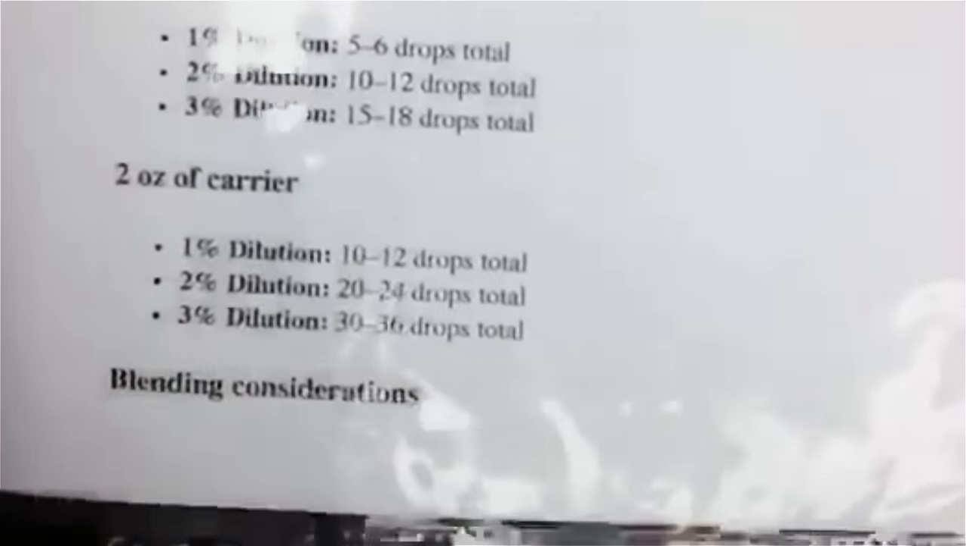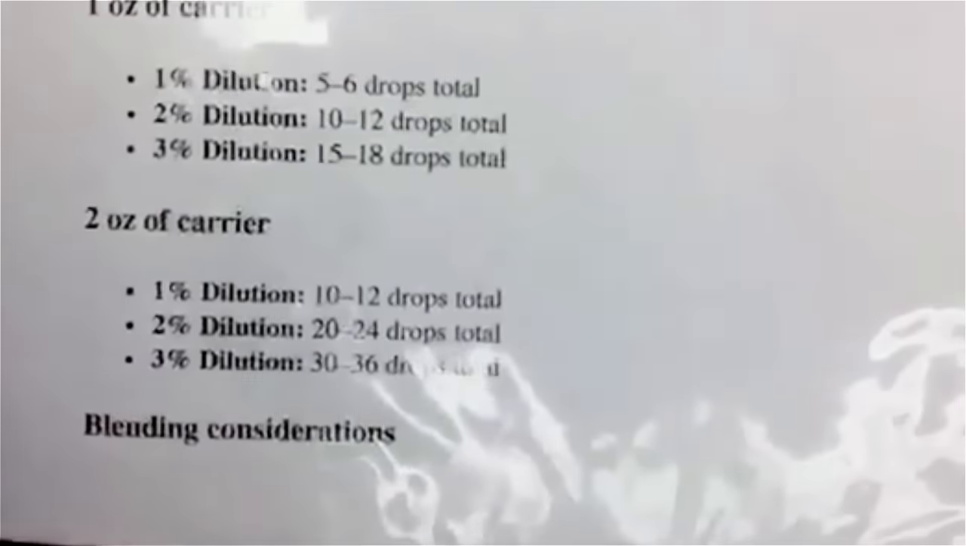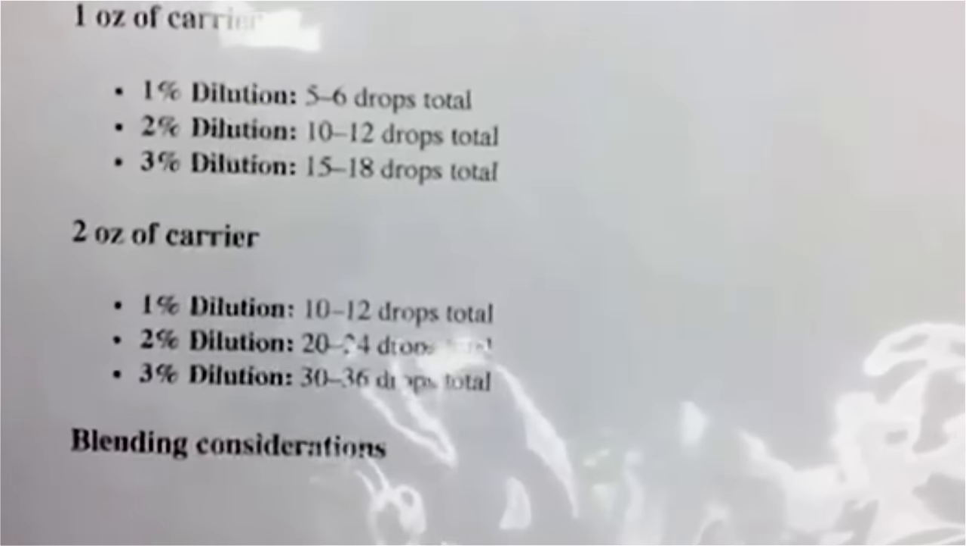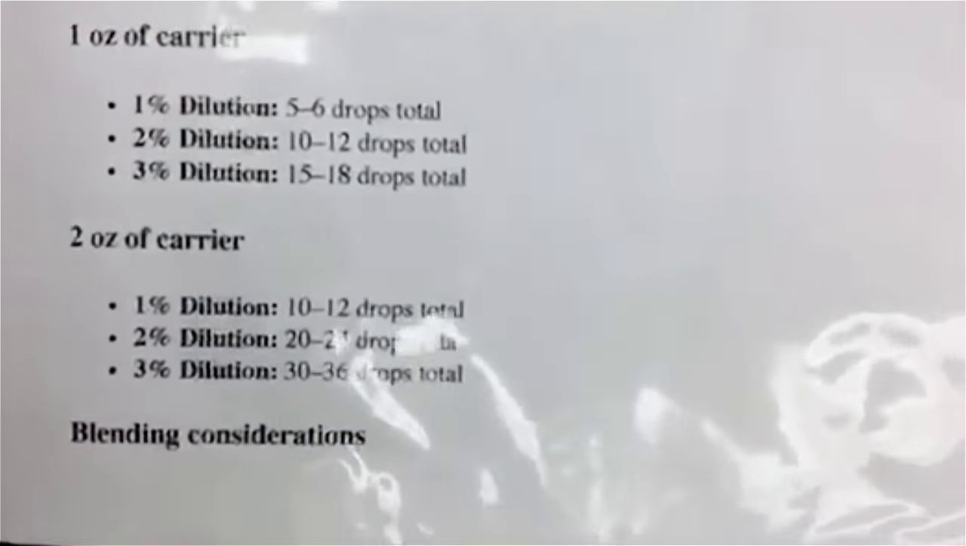Okay, so on to dilution. So here's my dilution chart. I don't know if you can see the bottom of this. You can do a little screenshot, but this is the chart that I use when I'm doing my dilutions. So for instance, 1% dilution, that's what we like to use for babies and children in pregnancy, right? So 1% dilution would be 1 ounce of oil with 5 or 6 drops of carrier.